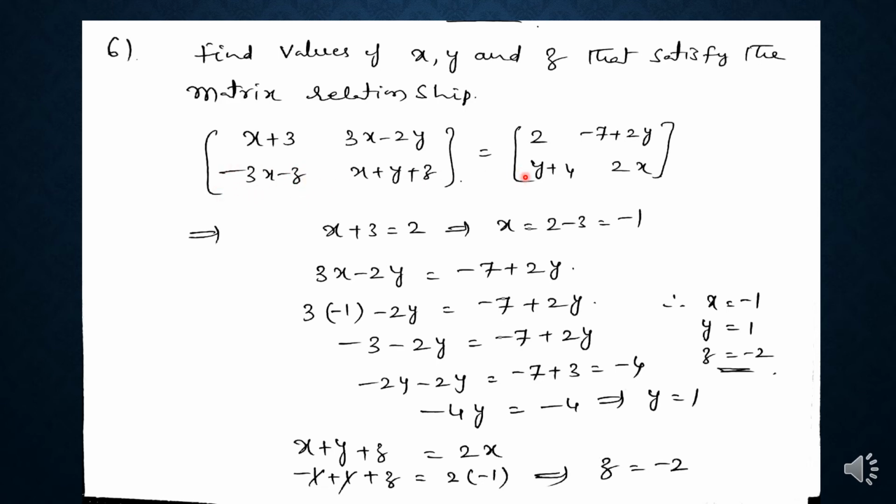Now check the equal element here. Y plus 4. What is y here? Y is equal to 1. 1 plus 4, 5 is equal to 5. So the values of x, y, z are correct. See this once again. Find values of x, y and z that satisfy the matrix relationship.